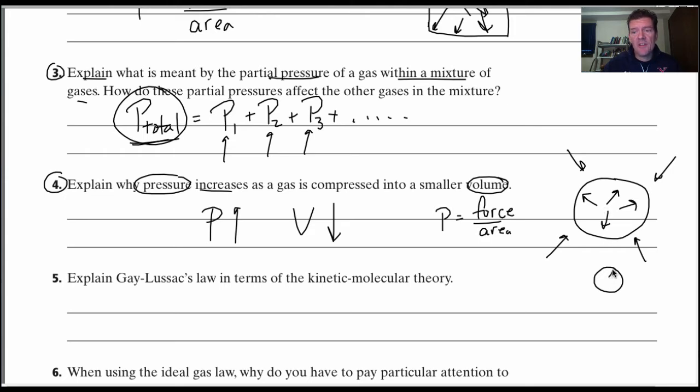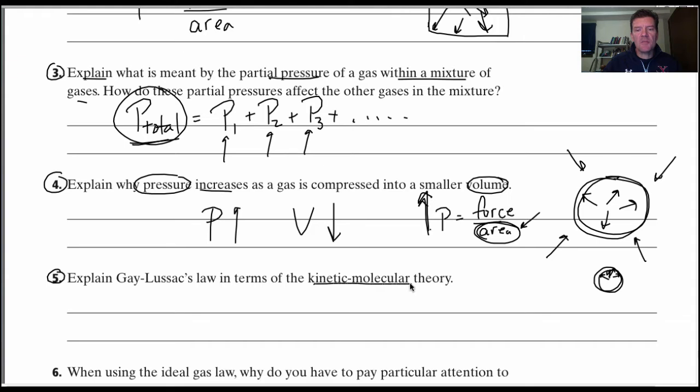So now you have particles that are going to be hitting a smaller surface area. Here the surface area is quite large, or larger. Now it's going to be hitting a smaller surface area. The same particles are colliding with the inside of the balloon at a smaller surface area. Well, what happens when this area decreases? The pressure goes up. When the bottom number, the denominator, goes down, the overall ratio increases.